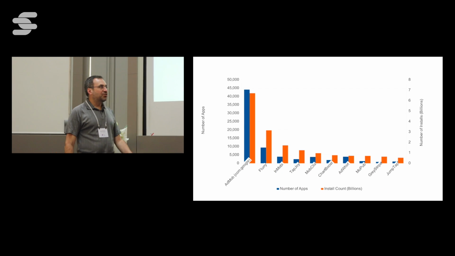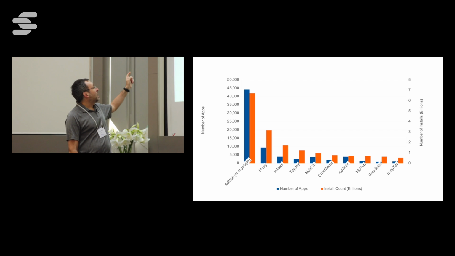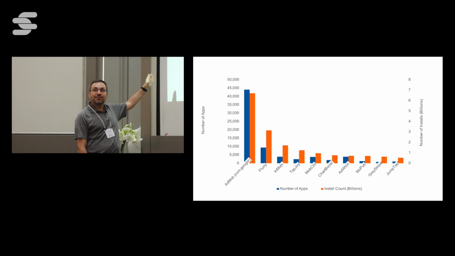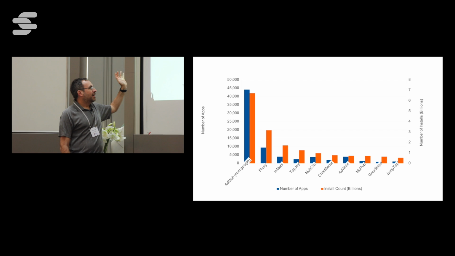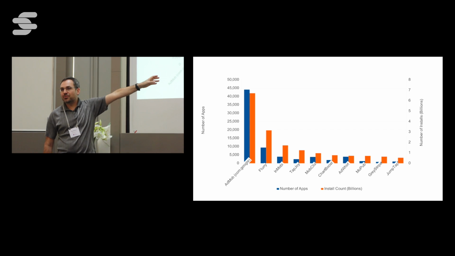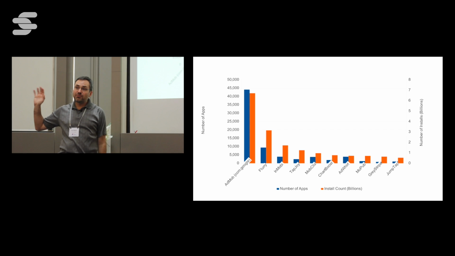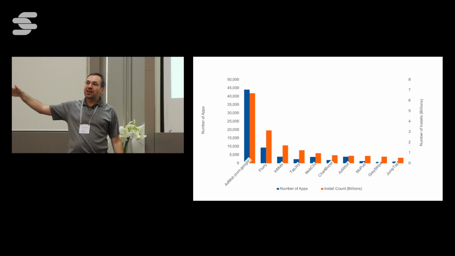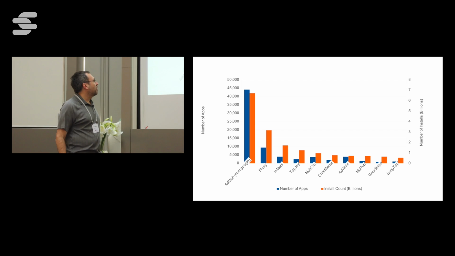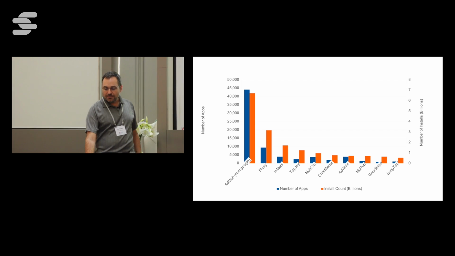The x-axis are different ad libraries. The y-axis, the blue bars are number of unique apps that have that ad library within them. The red bars are install count in billions of that library across all apps. This is all rough because we don't have exact install counts. We just have these 100 to 500,000 numbers, so we're just using the smaller one. But these give you a rough shape of what's going on.